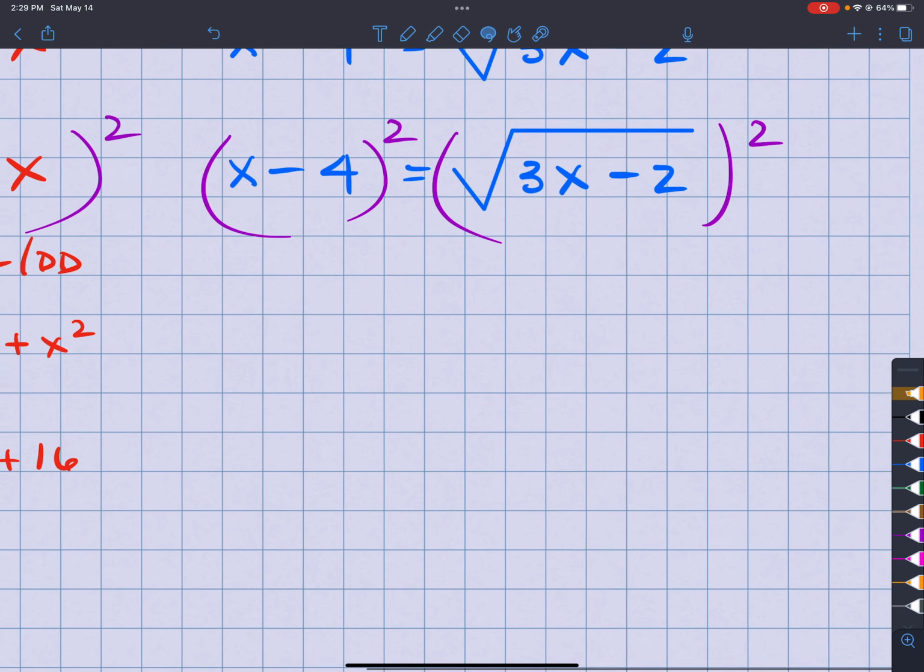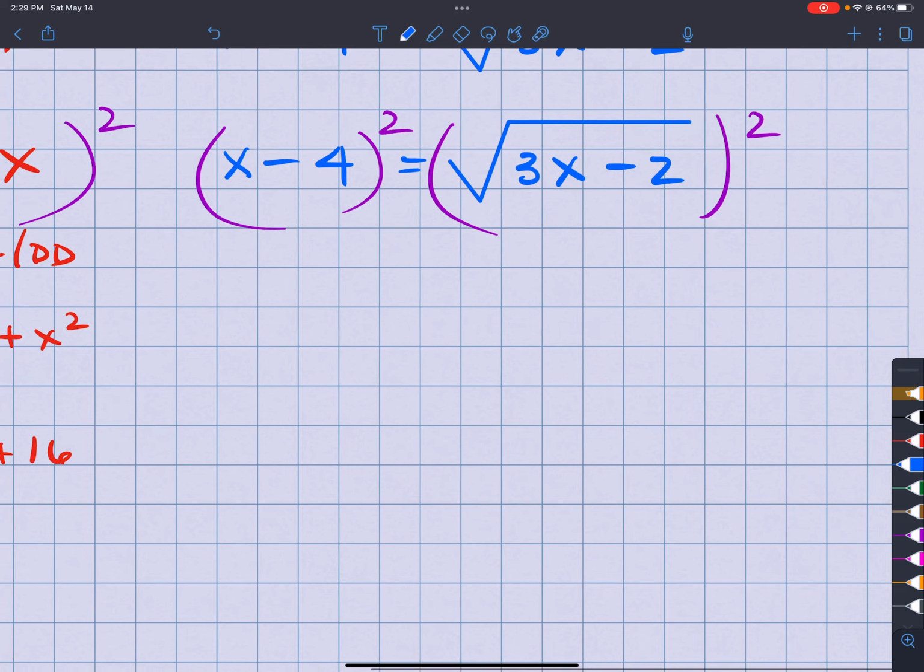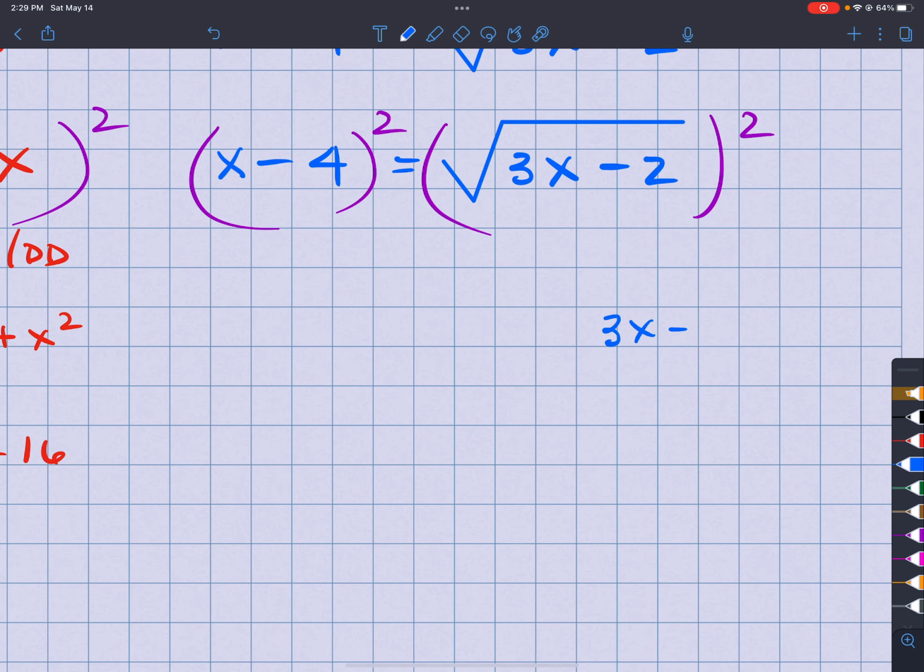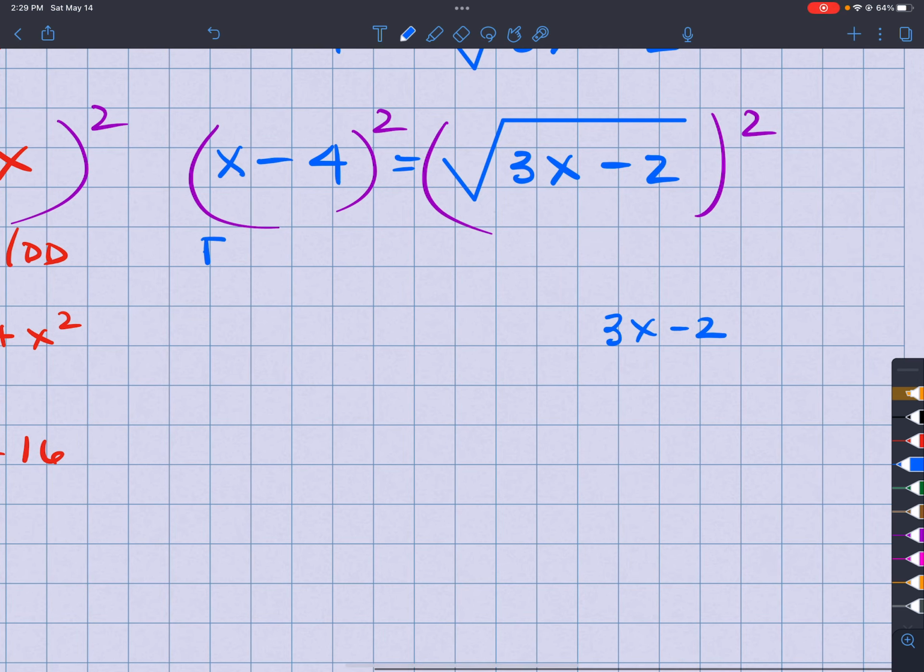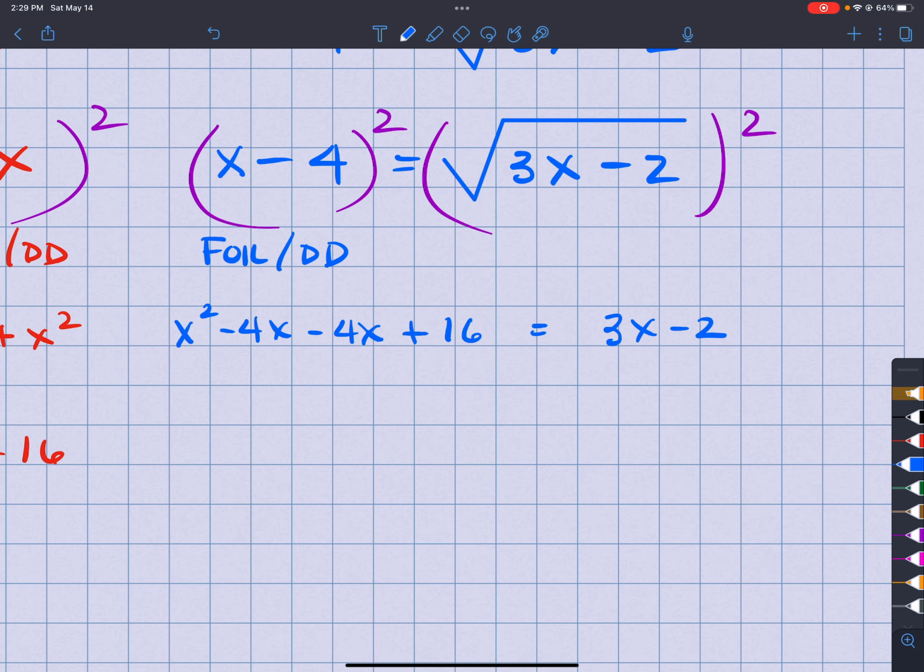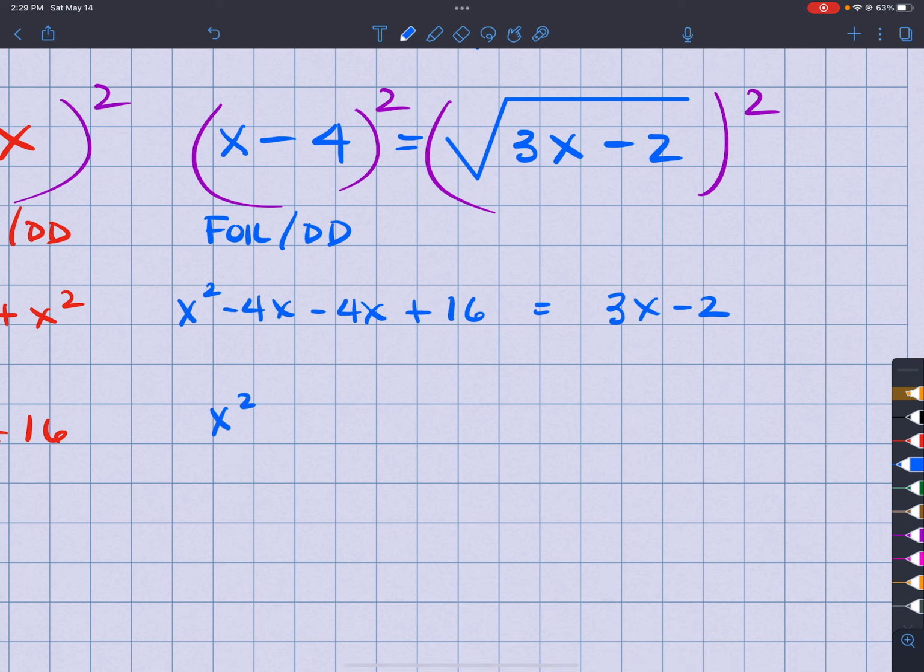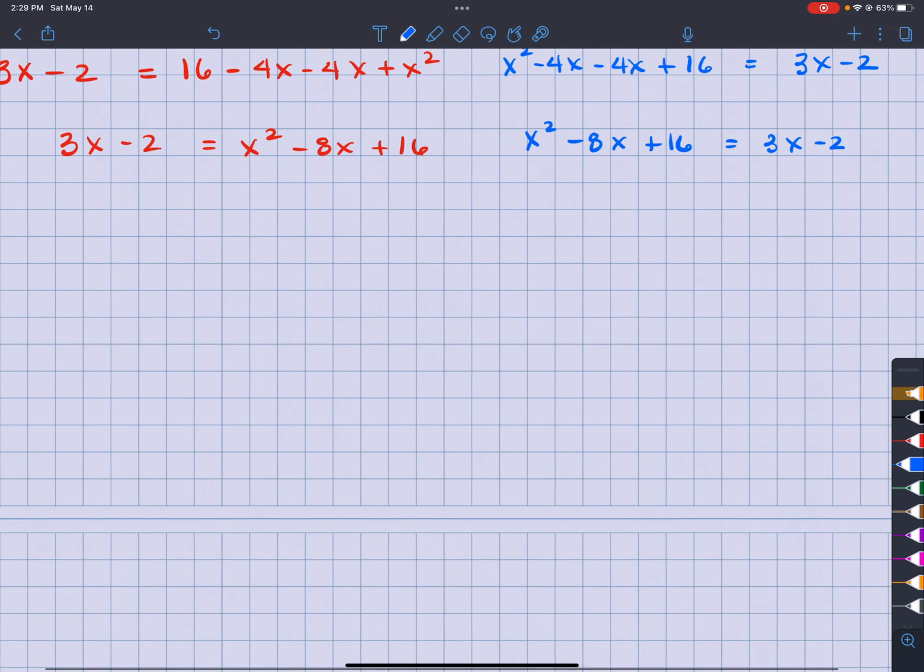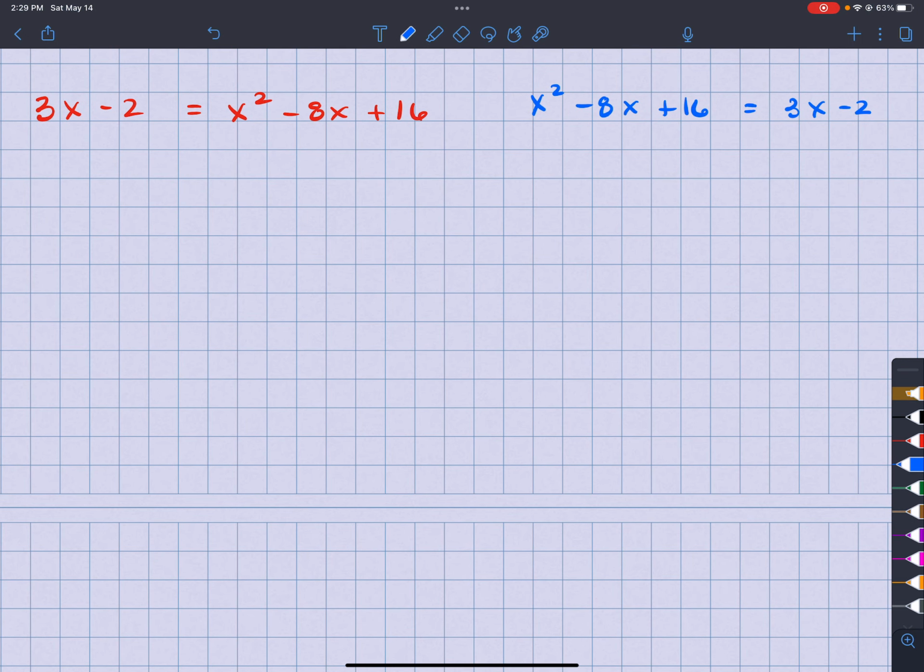All right, so over here, the right side is pretty easy, right? The right side is just going to be plain old 3x minus 2, because the square root and the squared are opposite operations. The left side, I also have to FOIL or double distribute. So I'm going to get x squared minus 4x plus 16 is equal to 3x minus 2, which gives x squared minus 8x plus 16 equal to 3x minus 2. Now, if you look at this, what do you notice about the two equations that we ended up with? They're exactly the same.